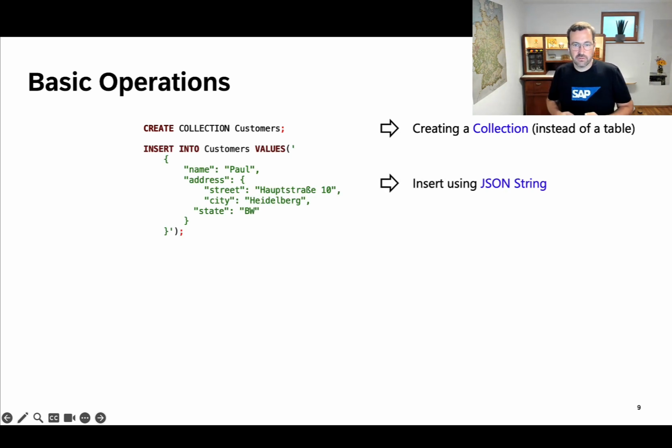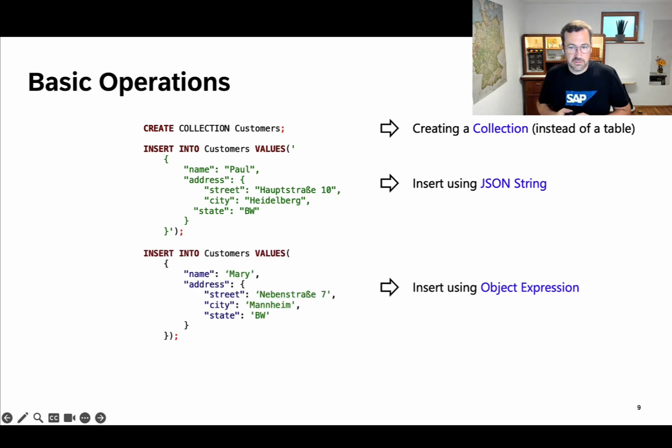The next statement we want to look at is the insert statement. So the insert statement can be used for inserting a document represented by a JSON string into an existing collection. You see here we have a JSON string with a name and address. The address is nested, so it has street and city, and also it has a state. And we're inserting it with a statement which is very similar to the SQL insert statement for relational tables.